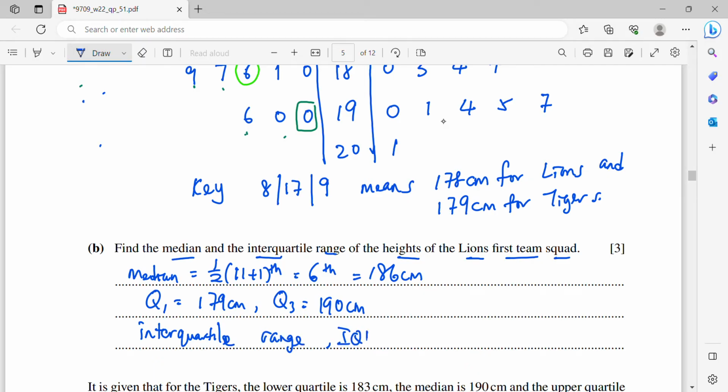IQR is Q3 minus Q1. That means it's 190 centimeters minus 179 centimeters. So you will be getting 11 centimeters. Okay, so that's all for this part B.